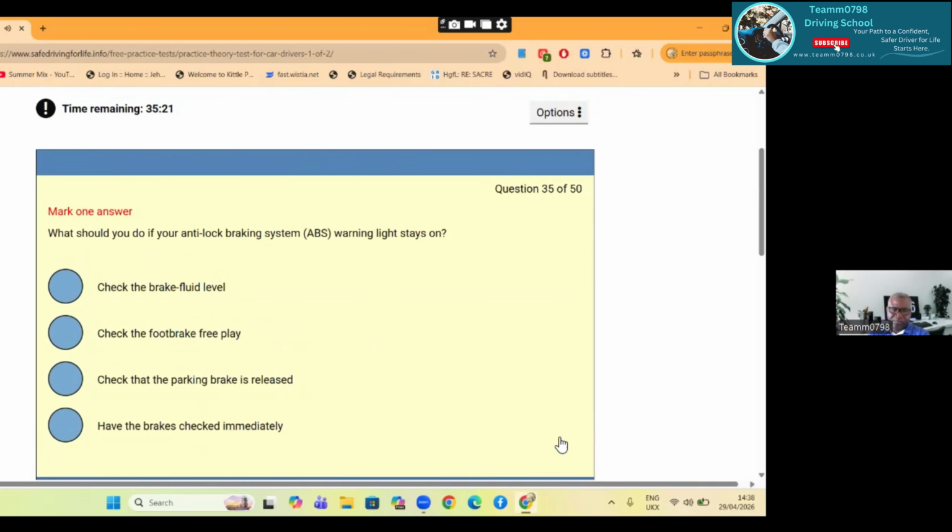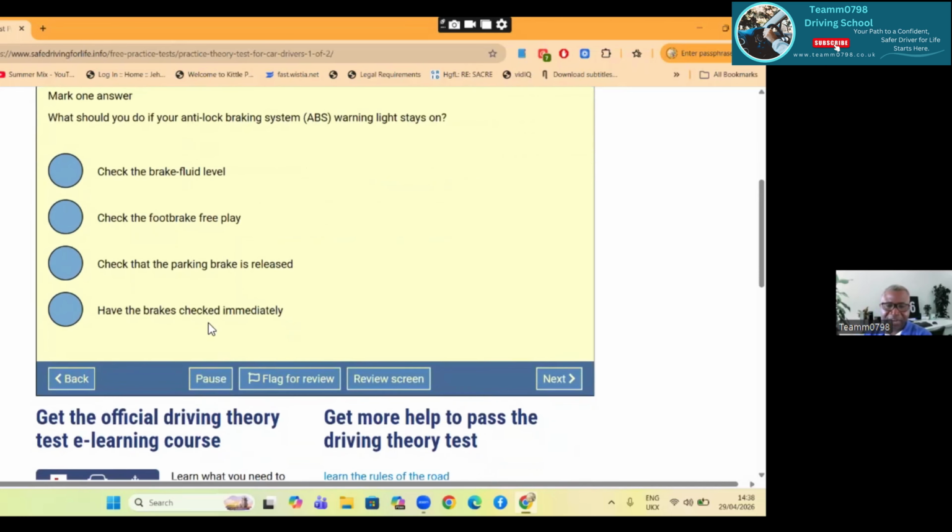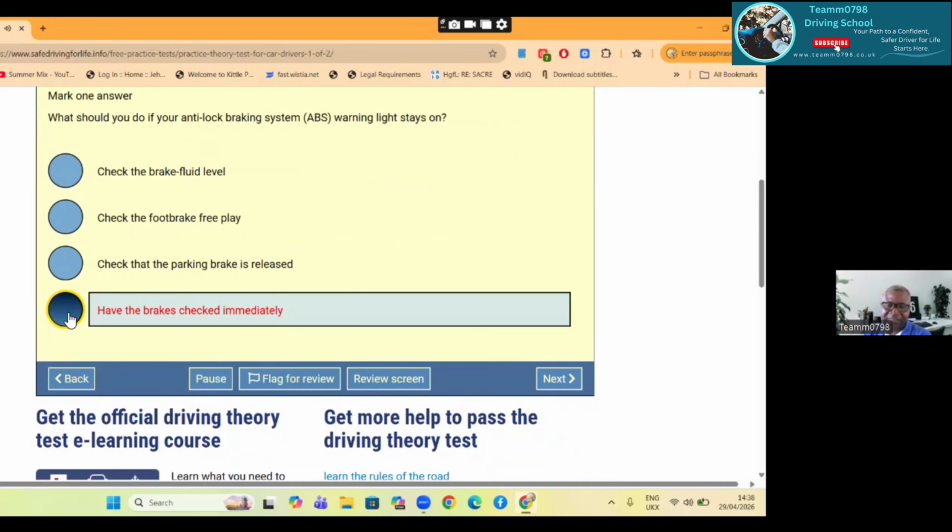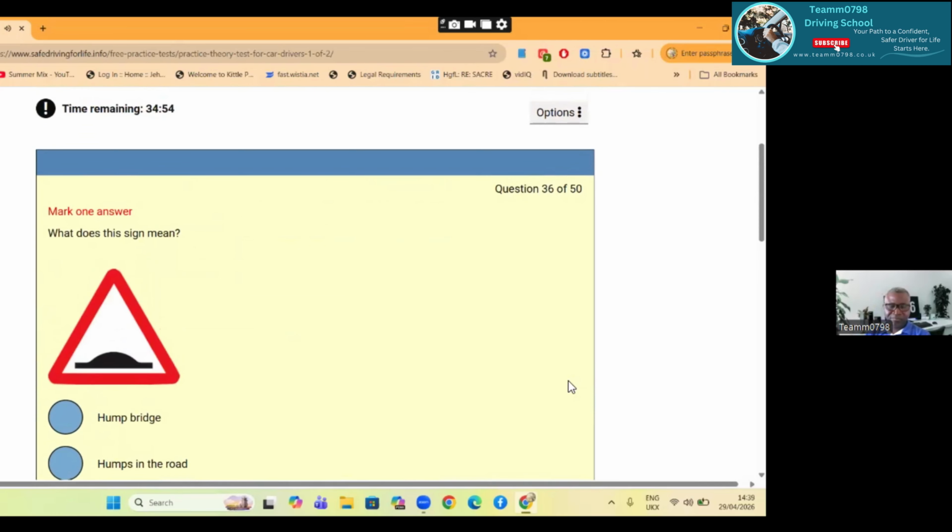Mark 1 answer. What should you do if your anti-lock braking system, ABS, warning light stays on? If the ABS warning light stays on, unless you are a mechanic, you know what to do. But if you are just an ordinary driver who has no mechanical background, have the brakes checked immediately. Have the brakes checked immediately. Very, very important.